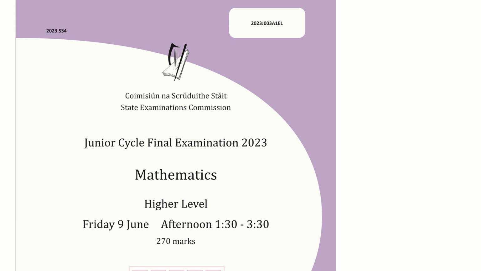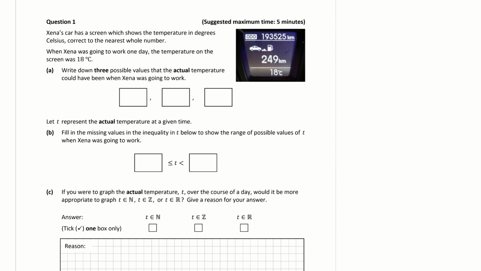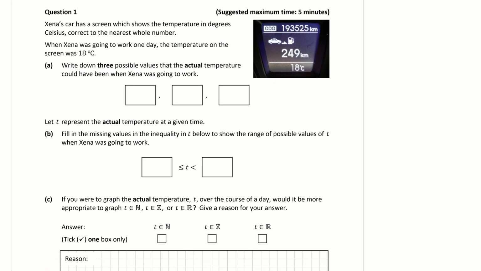These are the solutions to the Junior Cycle Maths Higher Level 2023. Question 1. Zena Carr has a screen which shows the temperatures in degrees Celsius correct to the nearest whole number. When Zena was going to work one day, the temperature on the screen was 18 degrees. Write down 3 possible values that the actual temperature could have been when Zena was going to work.